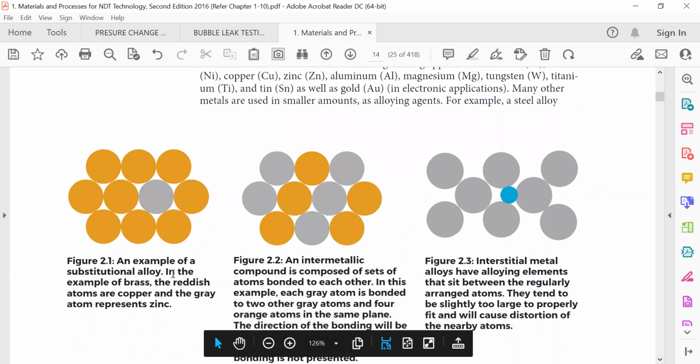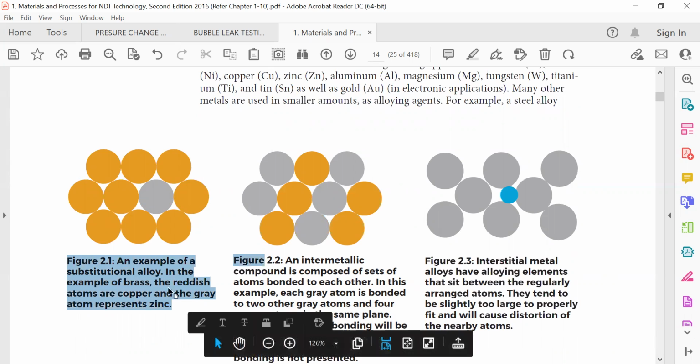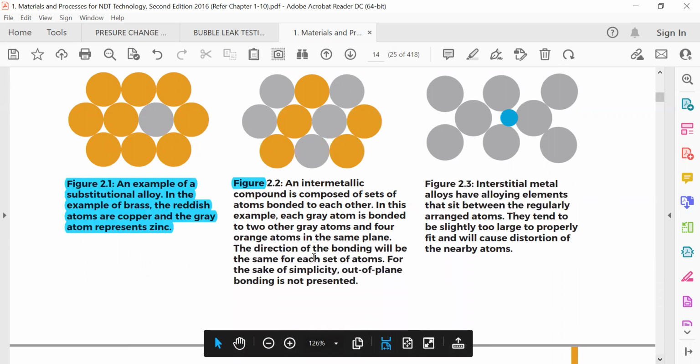So there is an example of a substitutional alloy. Intermetallic compound is a composite of sets. Substitutional alloy. The example of brass: the reddish atom is copper, and the gray atom represents zinc. Intermetallic compound.